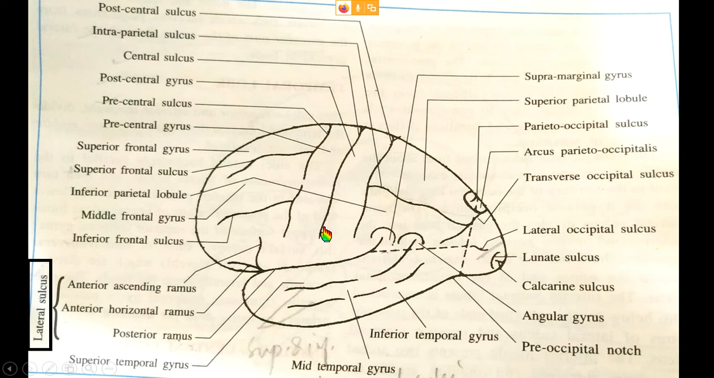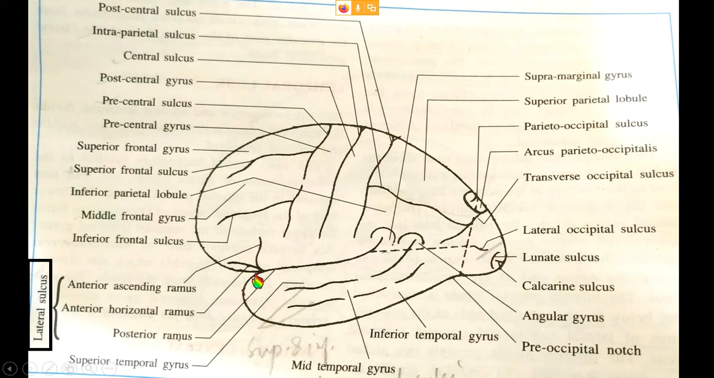Its lower end lies slightly above the posterior ramus of the lateral sulcus, also called the Sylvian fissure. So this Central Sulcus of Rolando extends from the medial surface into the superolateral surface, running downwards, forwards, and laterally, and reaching just above the posterior ramus of the lateral sulcus. So this is about the central sulcus of Rolando.